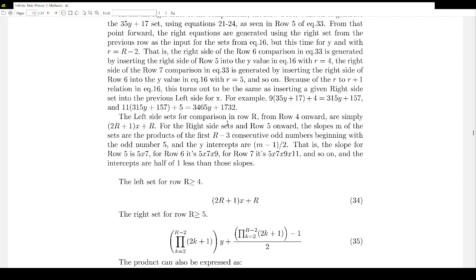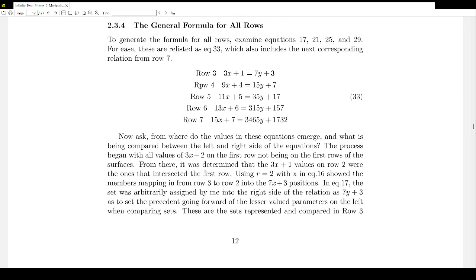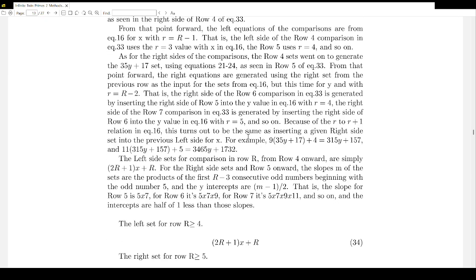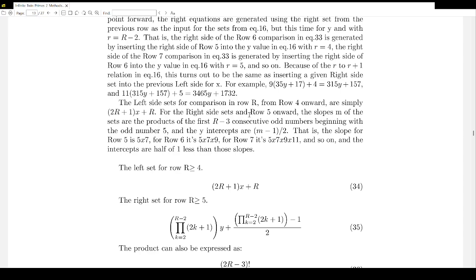So the left side sets for comparison in row R from row 4 onward are simply, and here's the general form, we said it's the odd number plus the row number. So now I'm using big row R, and we're saying that this is just the odd number plus this. And you'll see it goes up 9, 11, 13, 15, and the y-intercept just goes up 4, 5, 6, 7. Okay, so we found the pattern of that. That's what we're saying here. The left sides are simply 2r plus 1 times x plus r. Now we're talking about big row R, which was just our example each time going down by 1.